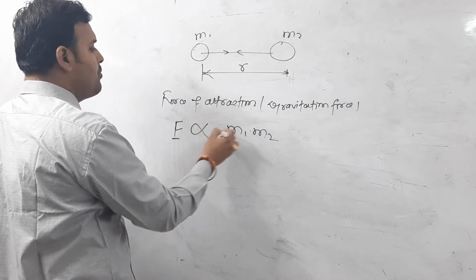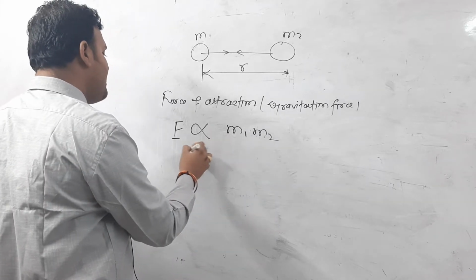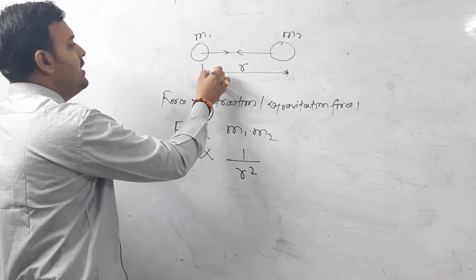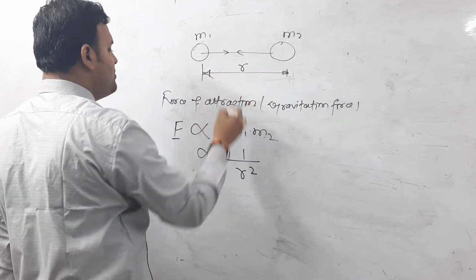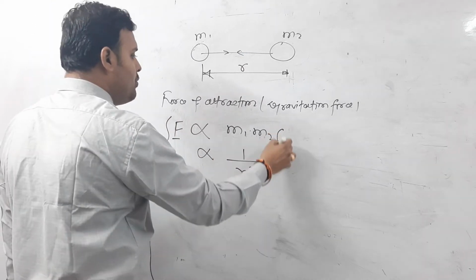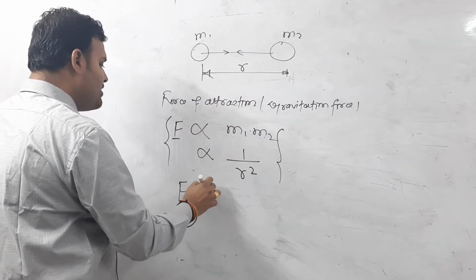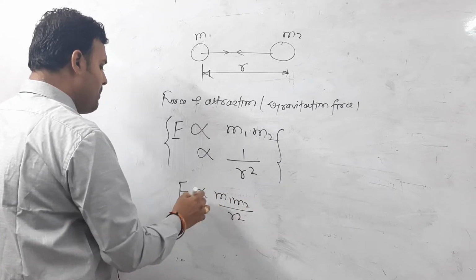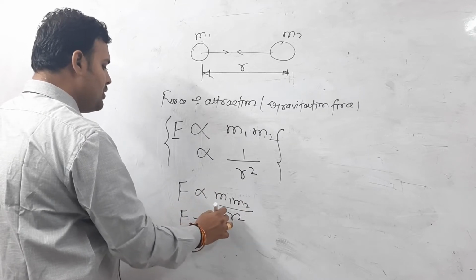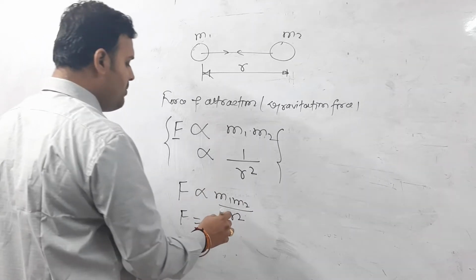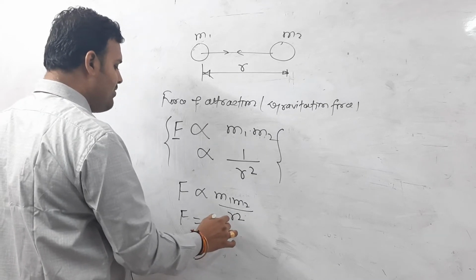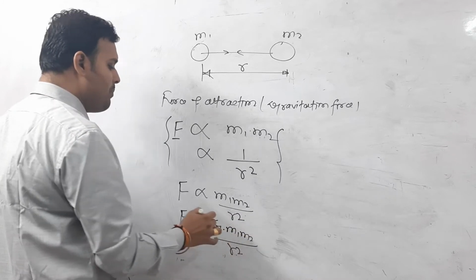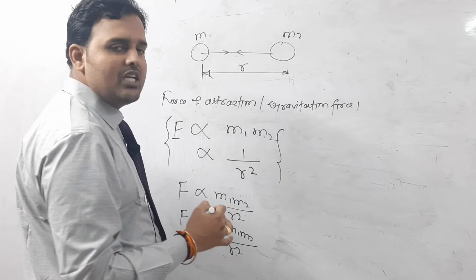Gravitational force is directly proportional to the product of the masses, and that force is also inversely proportional to the square of the distance between these two objects. If we combine these two, what will we get? We will get F is directly proportional to m1 m2 by r square. And if we remove the proportionality and put an equal sign, there will be one constant coming, the universal gravitational constant: F equals G m1 m2 by r square.